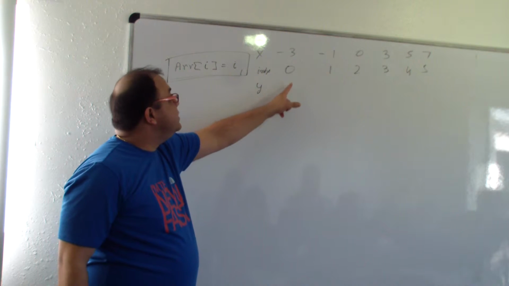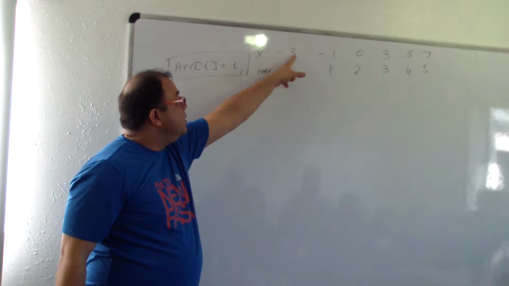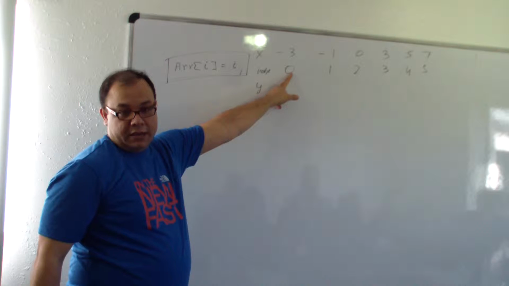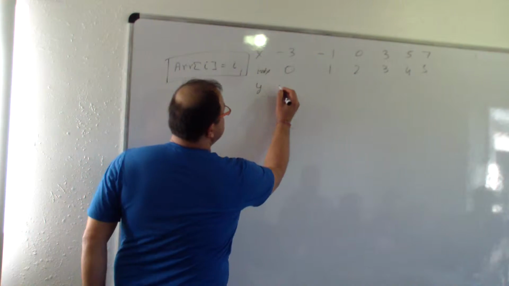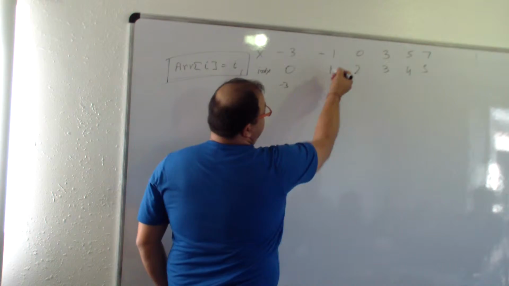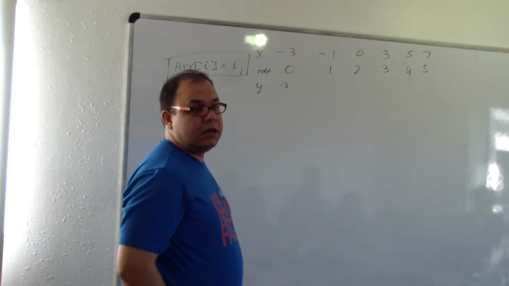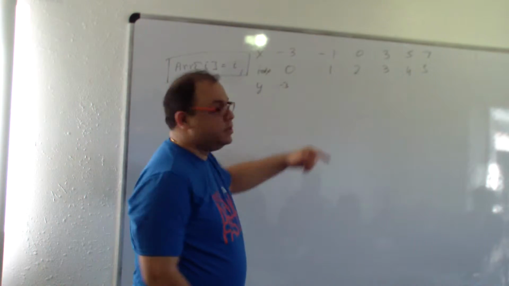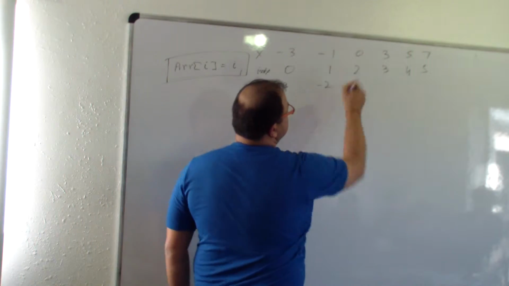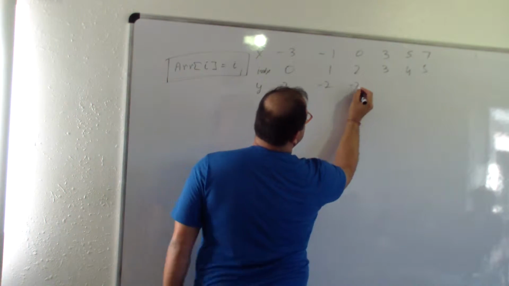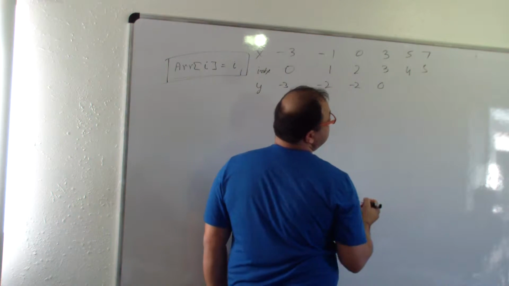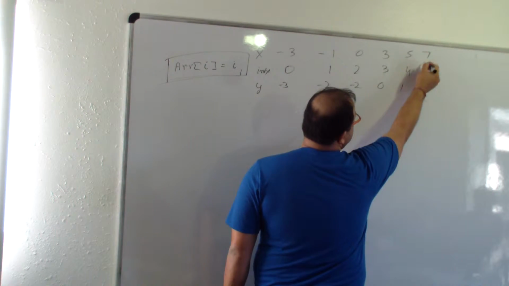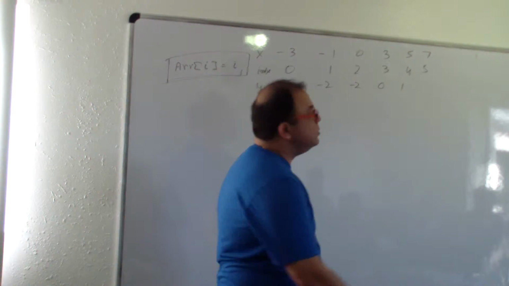Let's take this as ARR minus I. So minus 3 minus 0 is minus 3. Minus 1 minus 1 is minus 2. 0 minus 2 is minus 2. 3 minus 3 is 0. 5 minus 4 is 1. 7 minus 5 is 2.